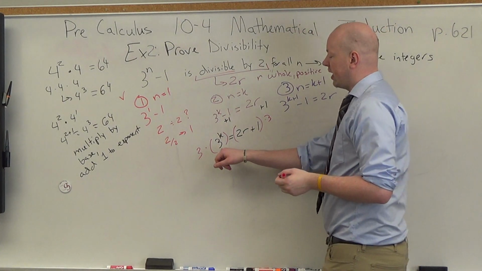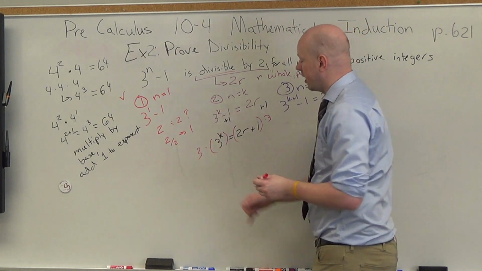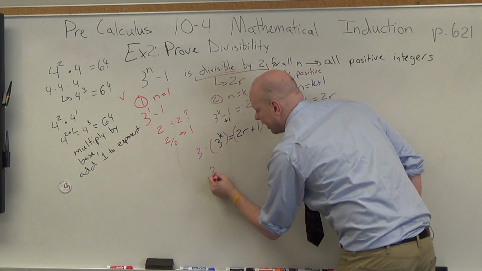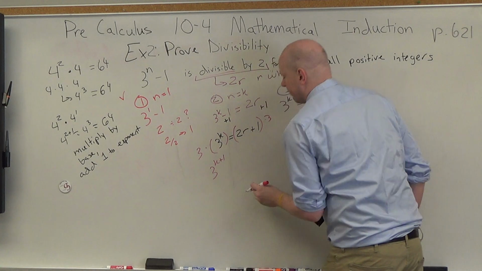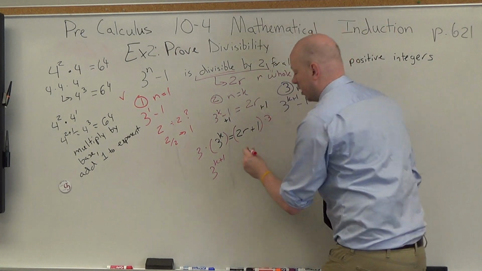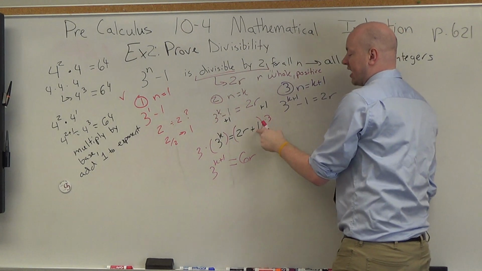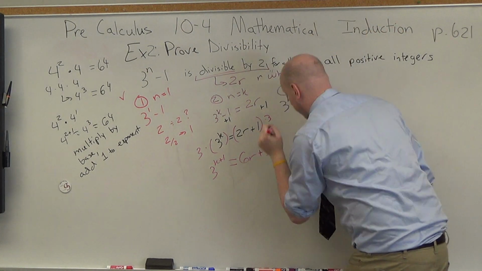So 3 to the power of k times 3. Again, as we said over here, I can just add that 1 to the exponent. So 3 to the power of k plus 1. 3 times 2r, well that's just going to be 6r. And 3 times 1 is going to give me plus 3.